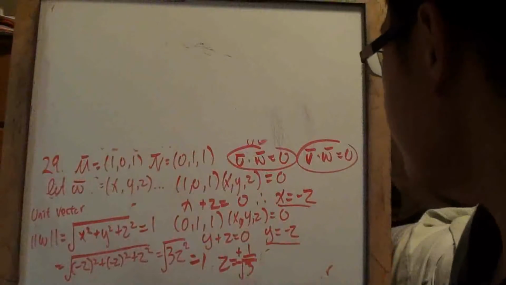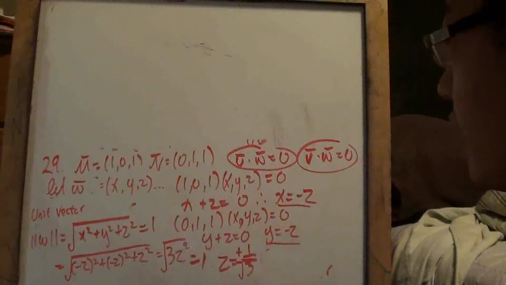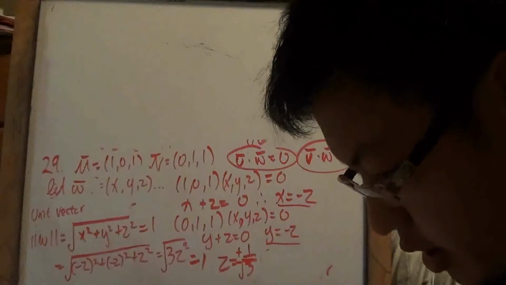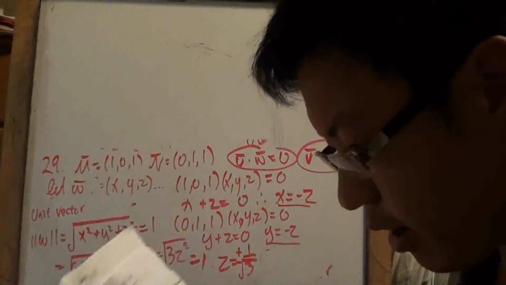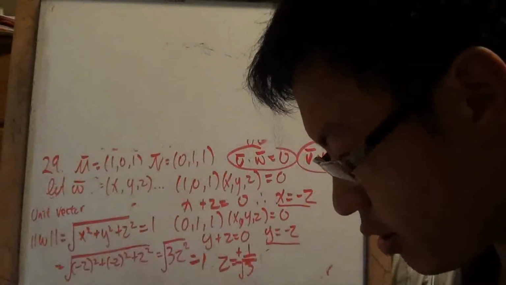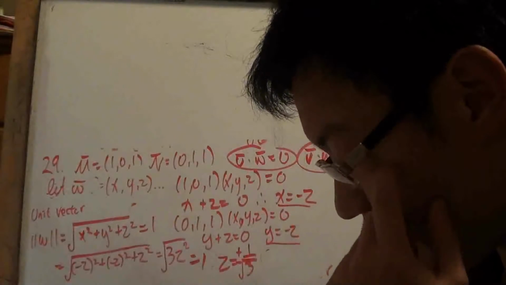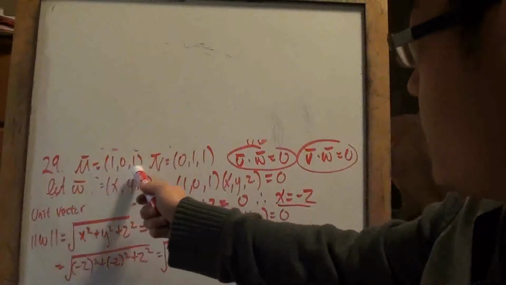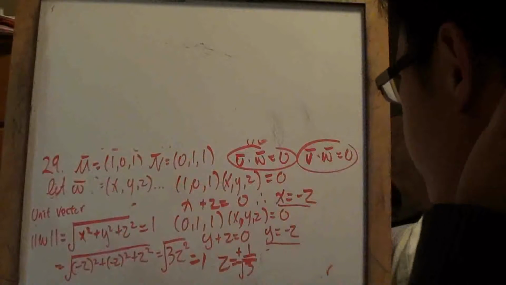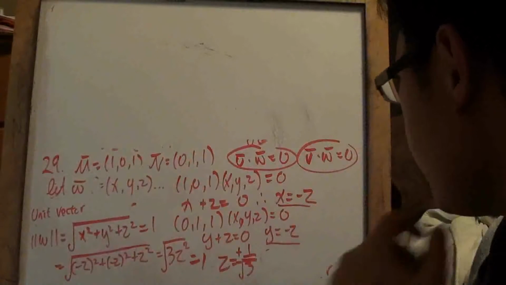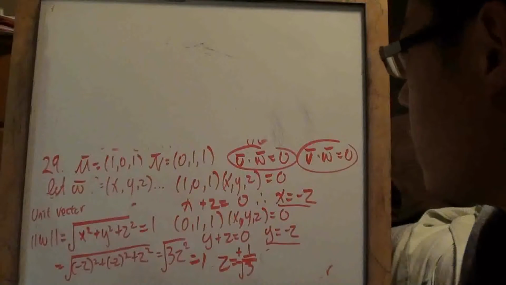But anyway, on to 29. So 29 is a little weird. We haven't seen that kind of question before. It's asking, find the unit vector that is orthogonal to both vector u and vector v, where the vectors have these components, right? So how do we go about doing this? That is the weird part, right? So this is where I struggled.